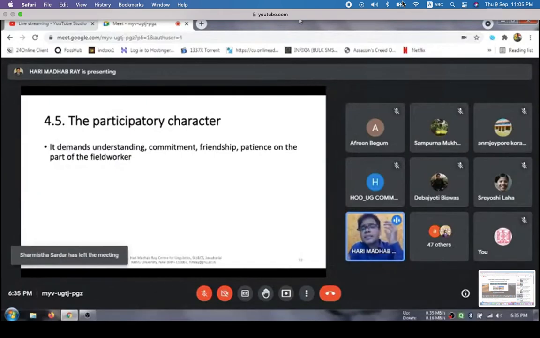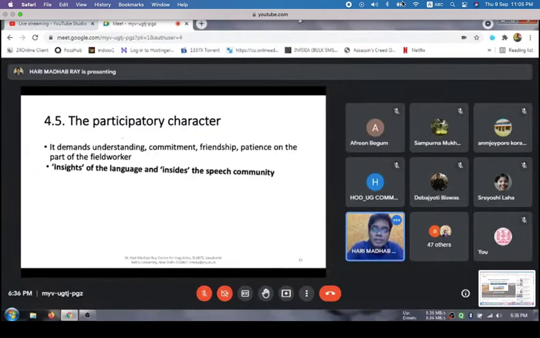And the participatory character: you have to be very participative in the community life, and try to be friendly, as already mentioned. Patience on the part of the fieldworker, so this is commitment and participation also. So let's say you're collecting data and there is a kind of ritual going on, and you say, oh, in my community we do not have that kind of ritual, so you start criticizing the rituals. This is not good, so rather try to participate, and even if you do not like it, that's a different case, but try to participate in the field.